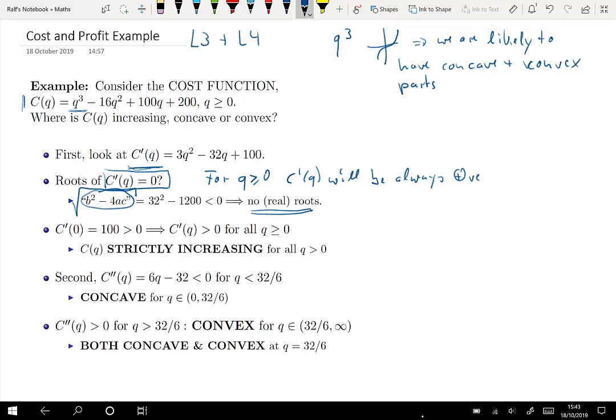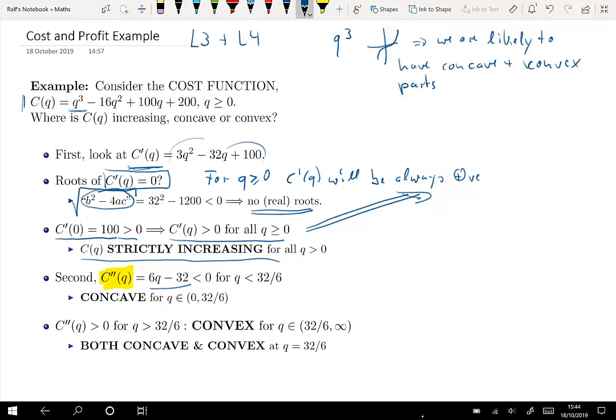So actually it turns out, just so far, it could be either always positive or negative. But let's plug in the smallest possible value for q, 0. So what's the first derivative of c at the value of 0? It's 100. It's positive. And c prime q will be positive for all q larger than or equal to 0. So the cost function is strictly increasing. c prime is always positive.